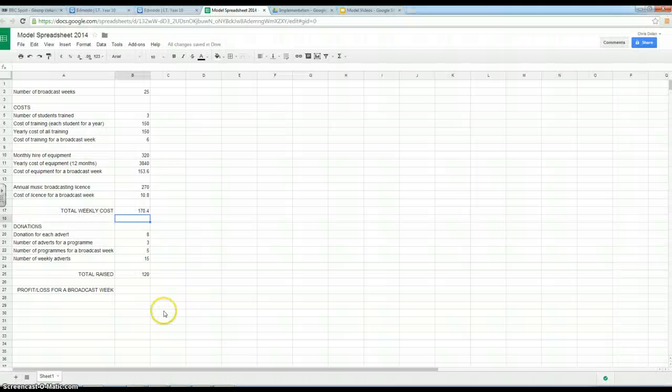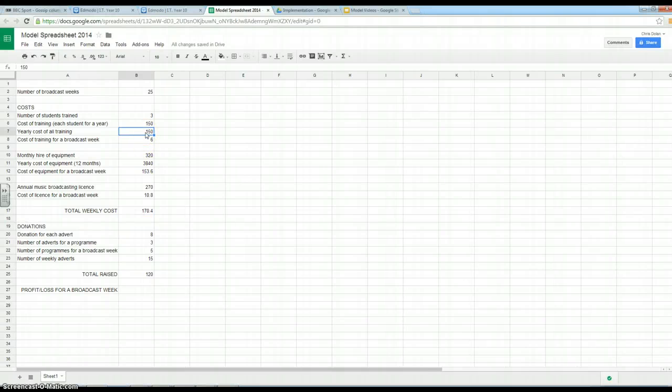Oops, daisy. Okay, so one error I have discovered is that I need to account for a yearly cost of all training, which needs to be another calculation. So that is equals B6 multiplied by the number of students, which gives us 18. And that's obviously changed the total weekly cost in there also.